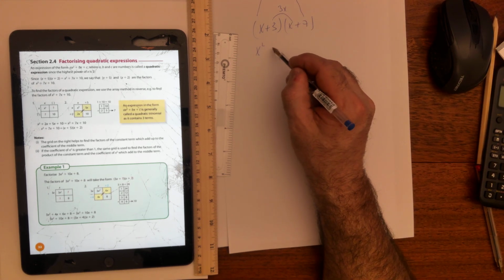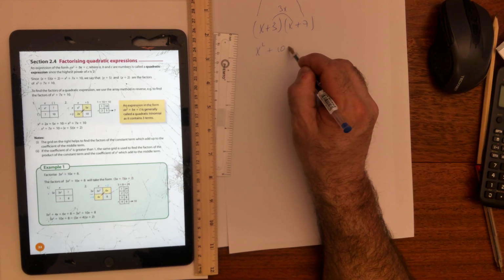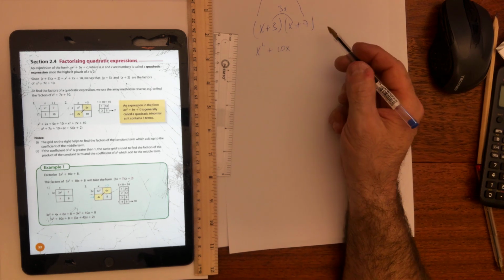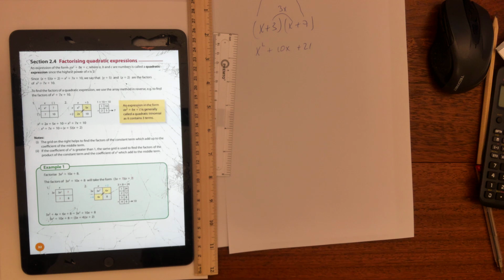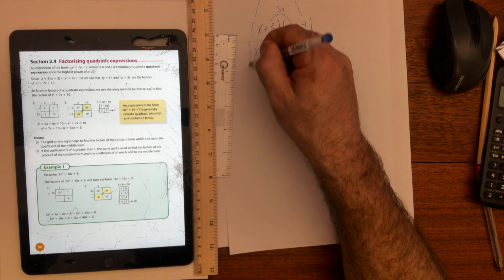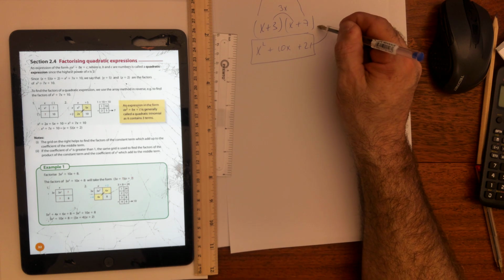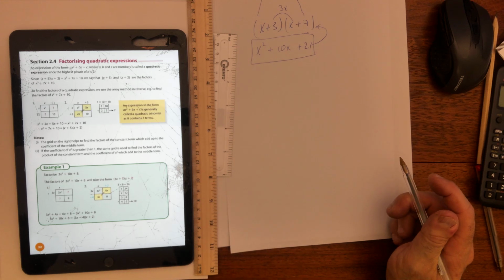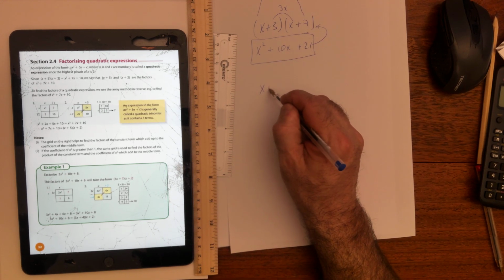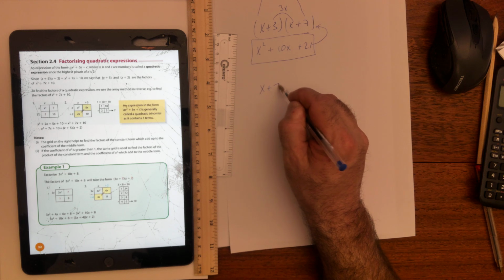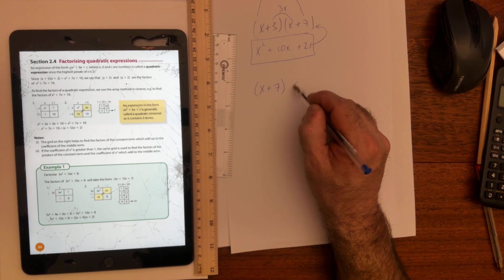Okay, and we get x squared, and this is not about FOIL, this is not about expansions, that's a different chapter. I think it's chapter 1. So we're going to be able to go from this to this. That's what this chapter is about. Okay, and we're going to see what happens when we have a positive and a negative.